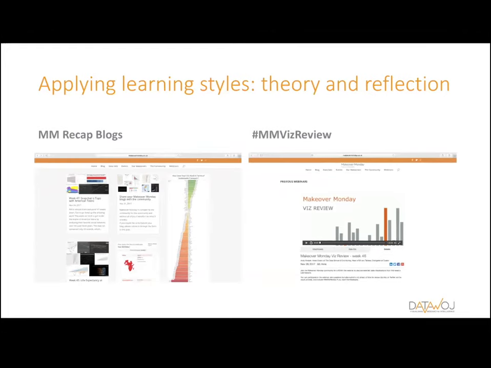So each week, Andy and Eva will publish a recap blog, and they'll look at data viz theory. And they'll also list one or two lessons that can be learned from that. And they'll also look at best practice in terms of the makeovers that the community has published. You can also submit your viz for a viz review where they'll look at it individually and give you some feedback. It's a really great project to get involved with if you've never used Tableau before.